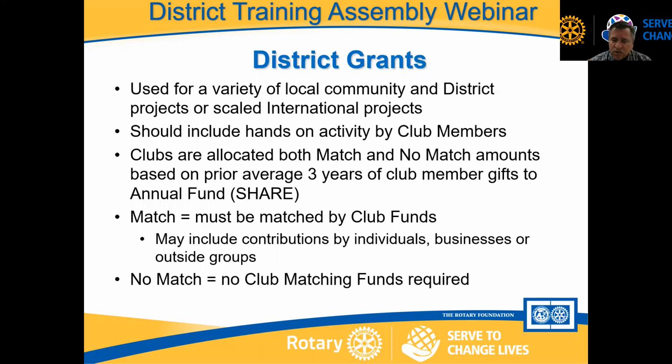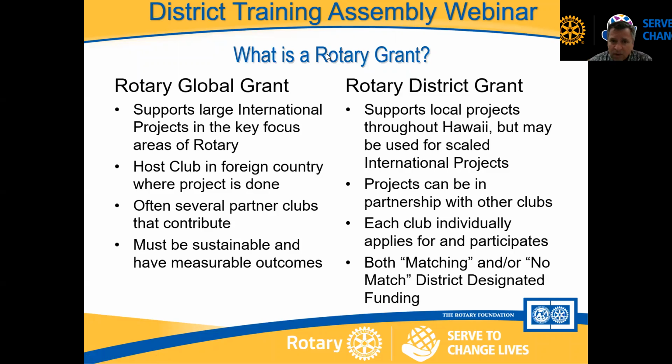Okay, so again, used on a variety of community and district projects, or possibly a scaled international project. The district grant project should have hands-on activity by club members at some level. It's been very challenging during the COVID time to actually roll up your sleeves and get out there and clean up or distribute things.